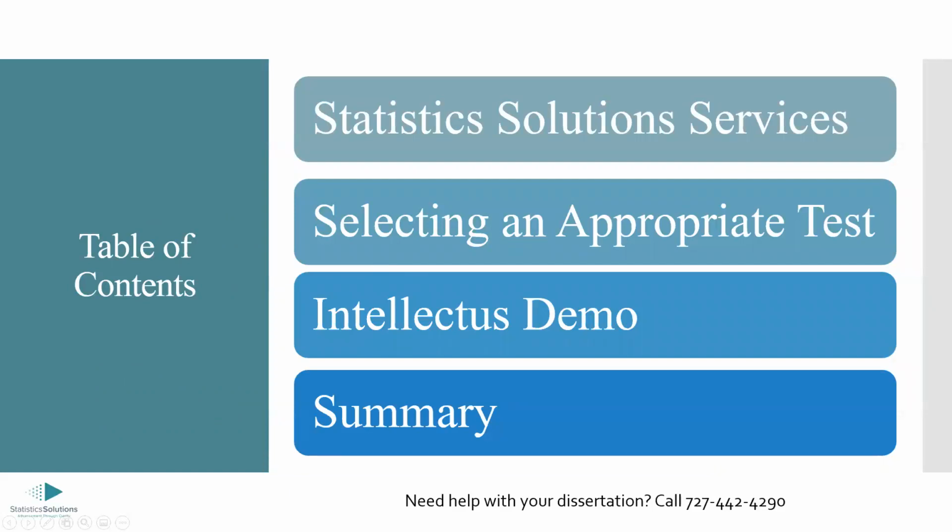So I'll start out by giving an overview of the services that our company Statistics Solutions provides. Then we'll dive into today's topic, in which we'll discuss how to conduct tests of differences. So things like ANOVAs, t-tests, non-parametric tests, like Mann-Whitney tests. And I will show you an Intellectus demonstration, which is our company software, which is very intuitive, very efficient for running analyses and presenting the analyses in an APA write-up. And then we will conclude with a summary and the question and answer session.